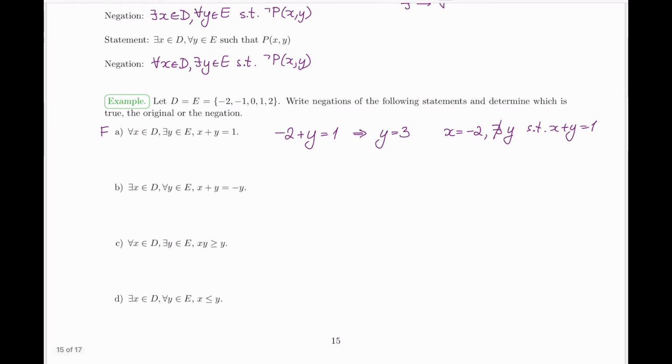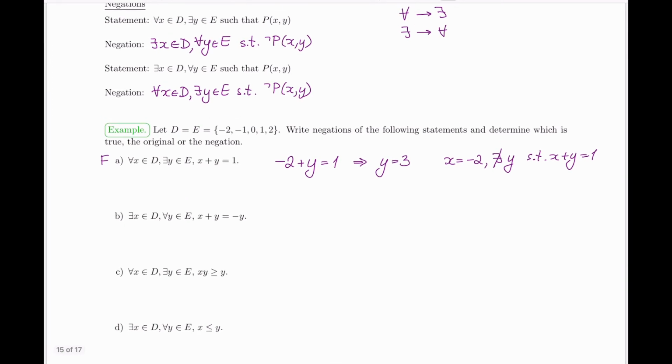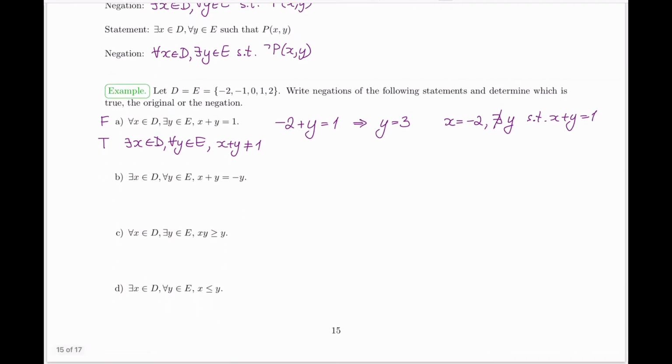So this statement, as stated, is false, which means that its negation will be true. So let's go through and negate it. Remember, negating, we're simply going to go through and negate everything in our path. So for the negation, we're going to have there exists an x in D such that for all y in E, x plus y is not equal to 1. Remember, we also have to negate the actual proposition. Now, again, because the original was false, this one is guaranteed to be true.